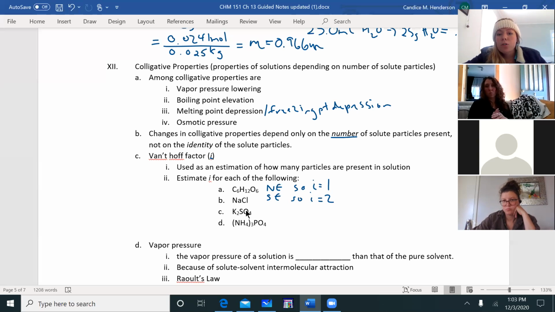Okay, so both of these are strong electrolyte solutions. So if that's the case, this thing here will break apart. Remember, anytime you have a polyatomic ion, the polyatomic ion is going to stay as a packet. So I get an SO4, and then I'm going to get 2 Ks for a total of 3.